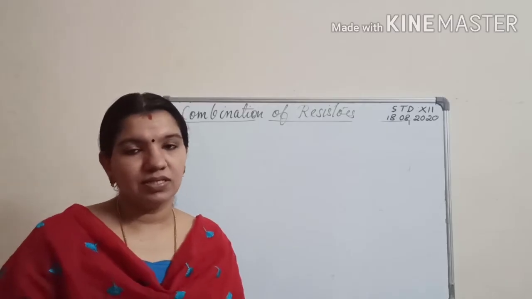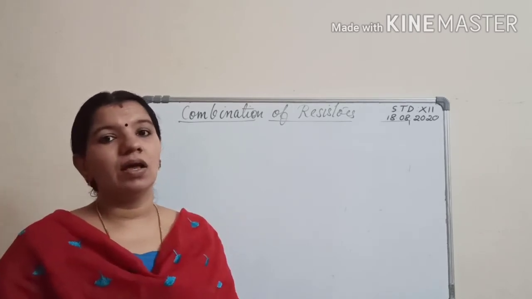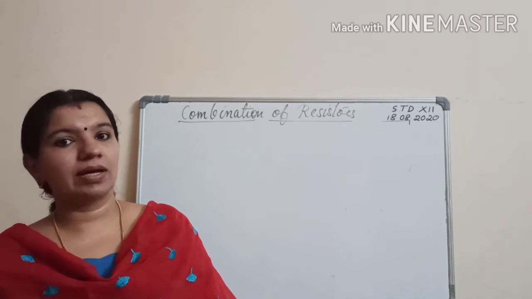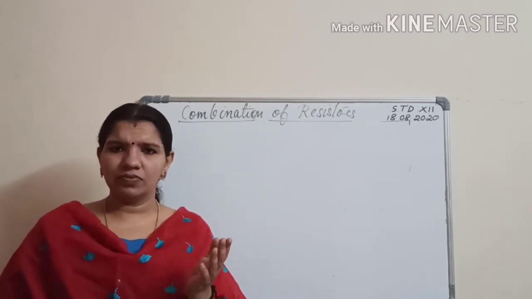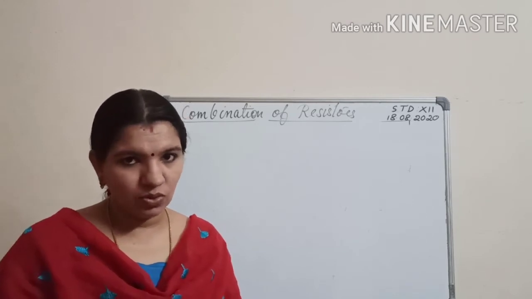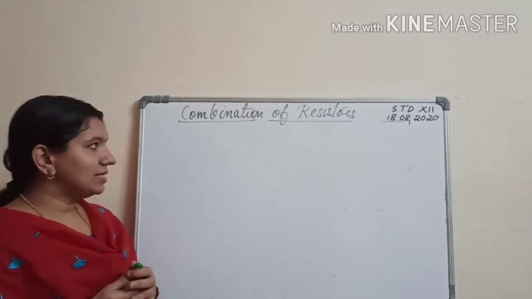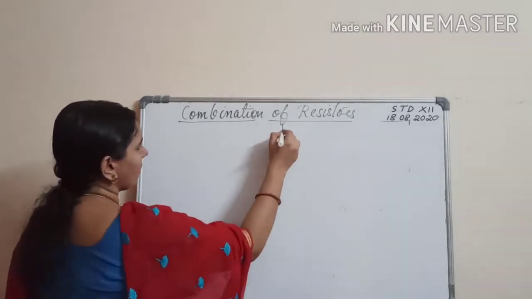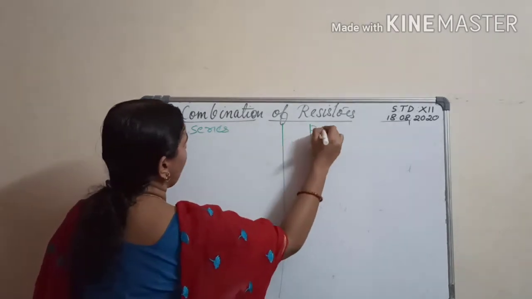So next topic is combination of resistors, that you have already studied in 10th standard. That means resistors can be combined in series or in parallel, like we studied in the case of capacitors. Small differences are there, so let us look at that. So first is series combination. Next is parallel.